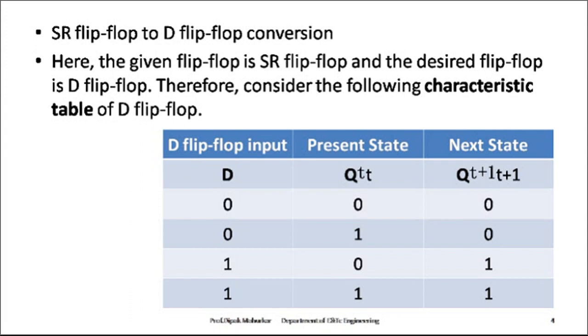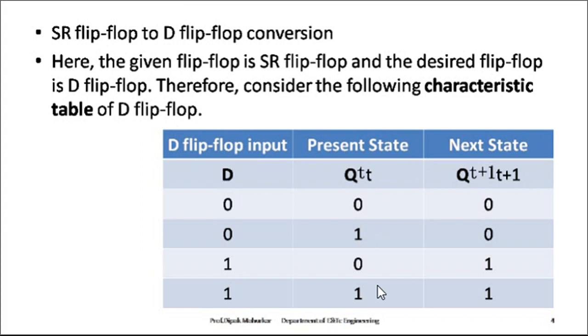The desired flip-flop is D, and therefore consider the following characteristic table for a D type flip-flop. These are nothing but your present state and next state, which we call Qn and Qn plus 1. If we use a different variable, that is okay, no problem. We know that in the D flip-flop, whenever D is 0, meaning the input is 0, the output is 0. If D is 1, then the output is 1.